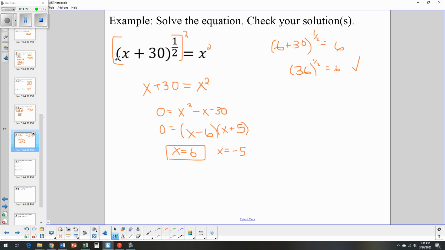Then I'll check my negative 5. So we have negative 5 plus 30 to the 1/2 power equals negative 5. That's 25 to the 1/2 power equals negative 5. But the square root of 25 is really positive 5, not negative 5. So this does not work, right? We can't say that the square root of something is equal to negative 5.